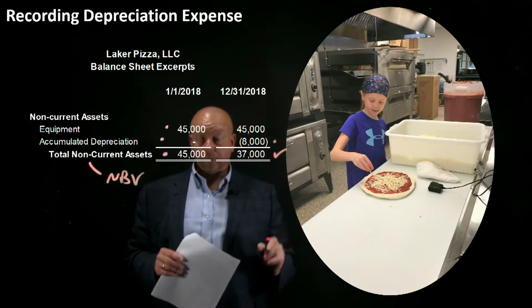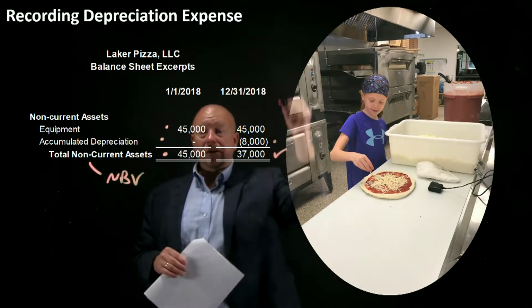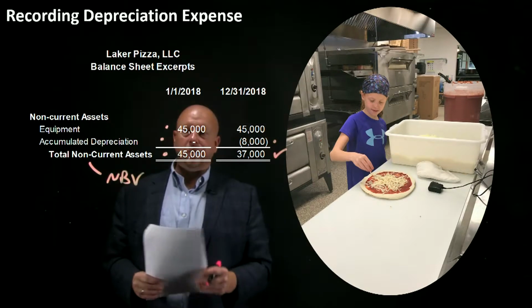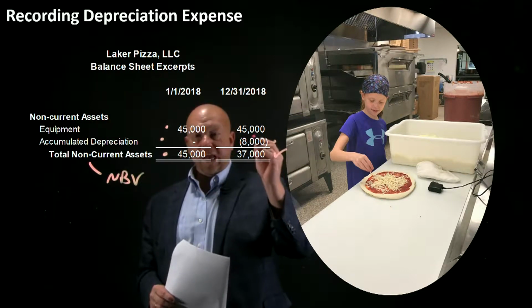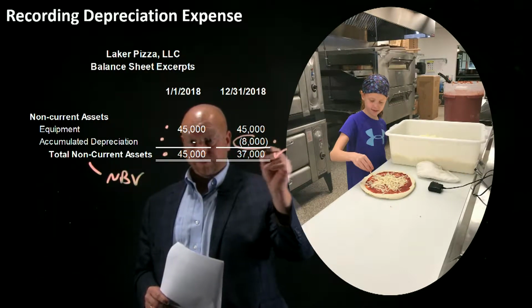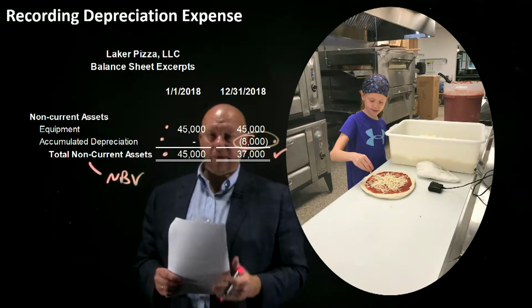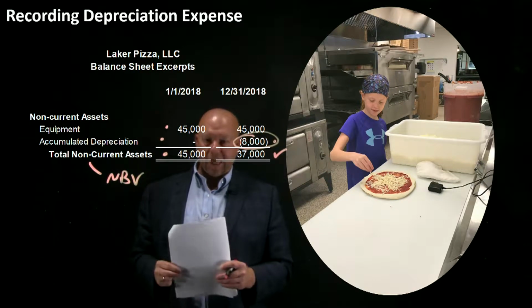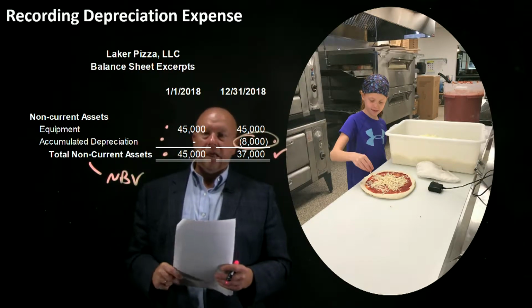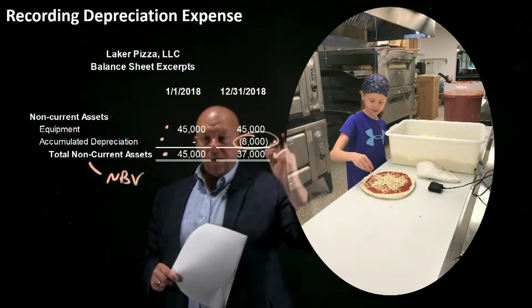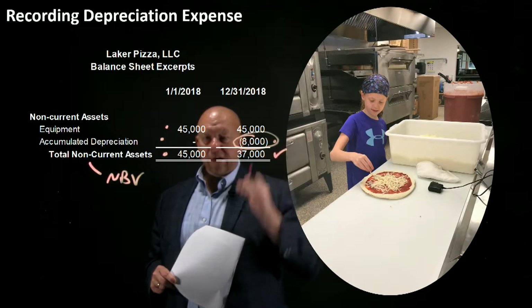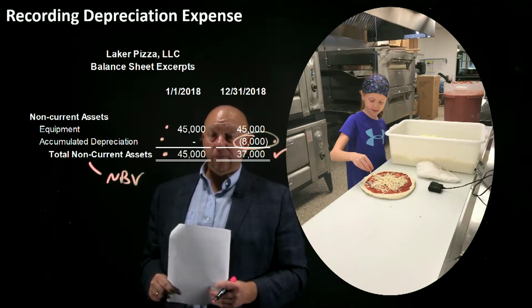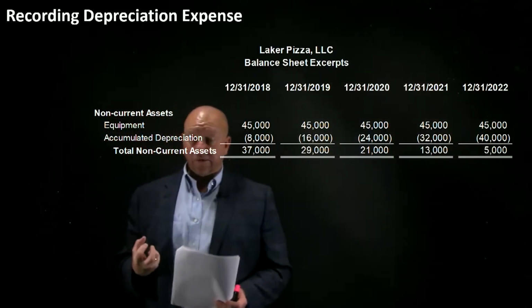It's lower. That's because on our 2018 income statement for the year ended December 31, 2018, we're going to have an $8,000 expense recorded on that income statement, the using up of this asset, the allocation of this asset to this particular year. And then we see that the total net book value drops by the amount of the depreciation expense for this particular year. And we can expand this illustration.